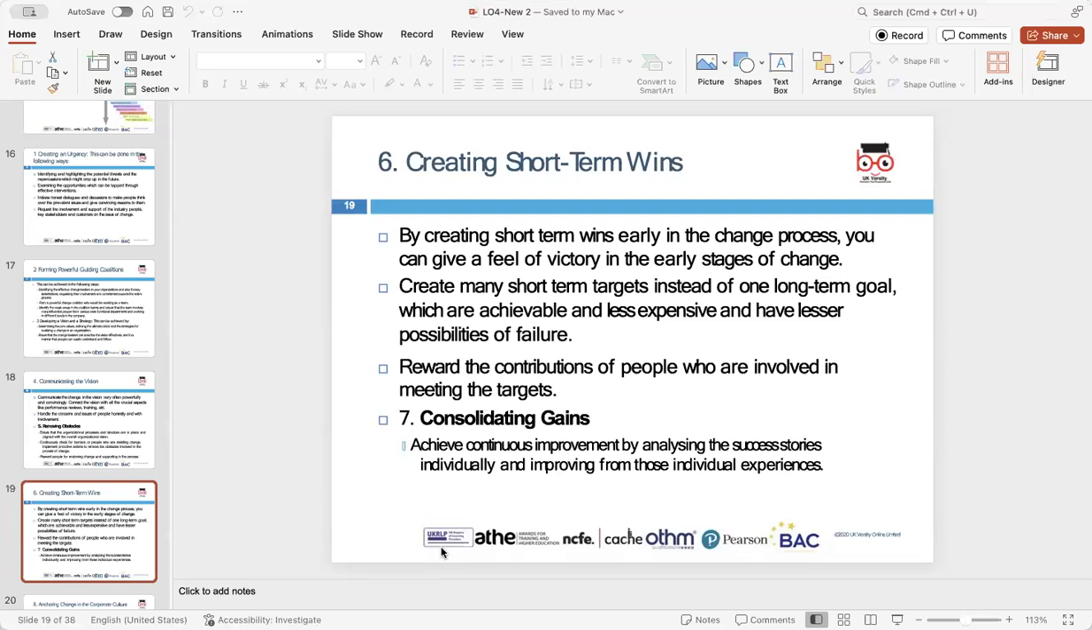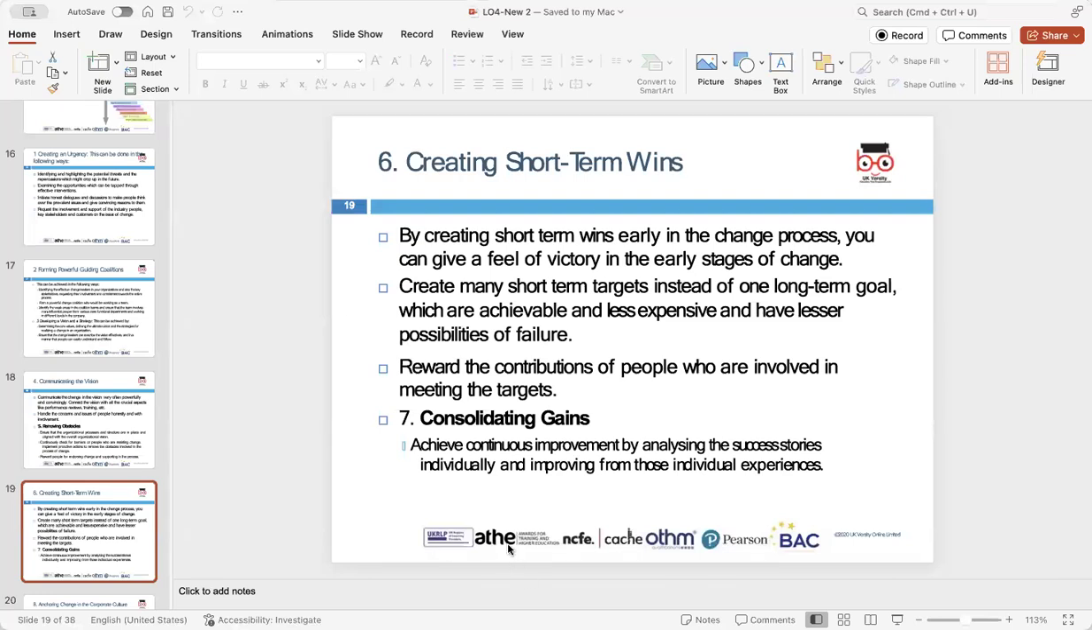solely on long-term goals. So short-term wins give employees a sense of accomplishment early in the process. Employees who contribute to these successes should be rewarded for their efforts. Recognition and positive reinforcement not only motivate employees but also reinforce the behavior needed for long-term success.